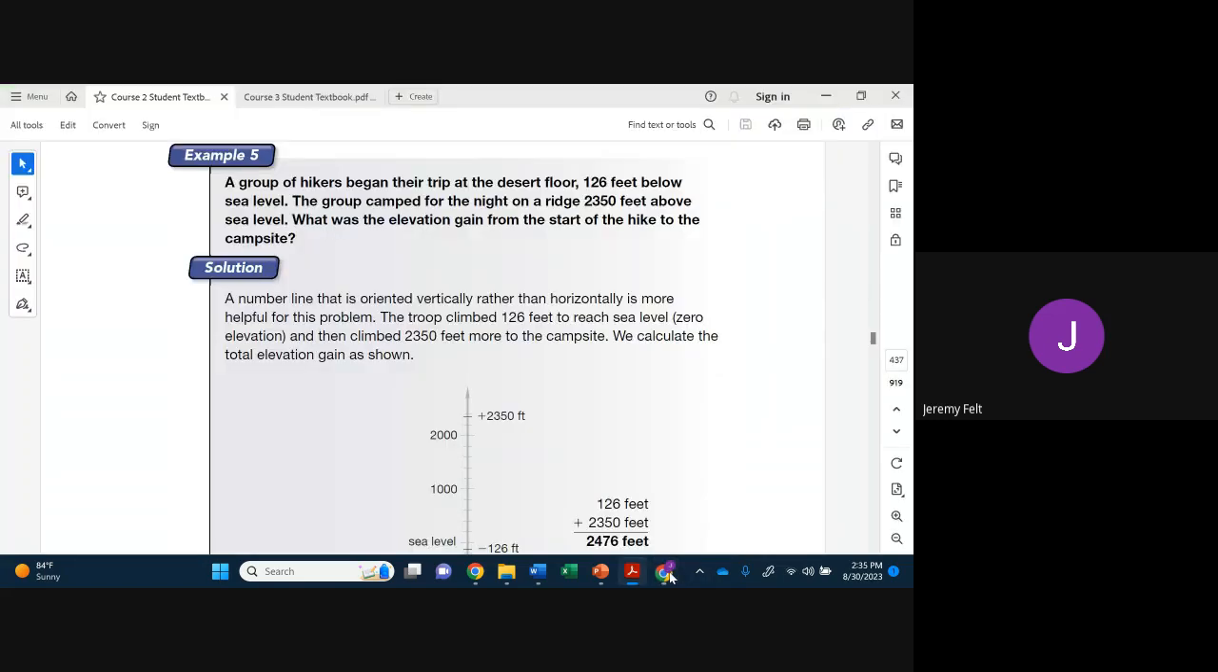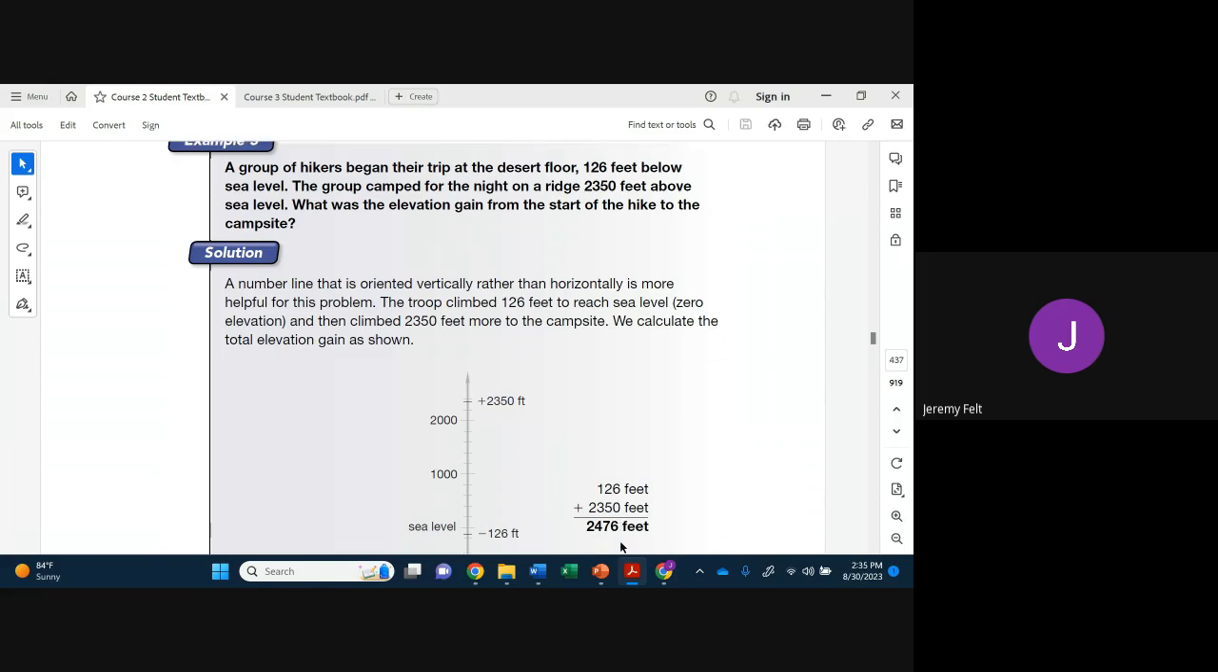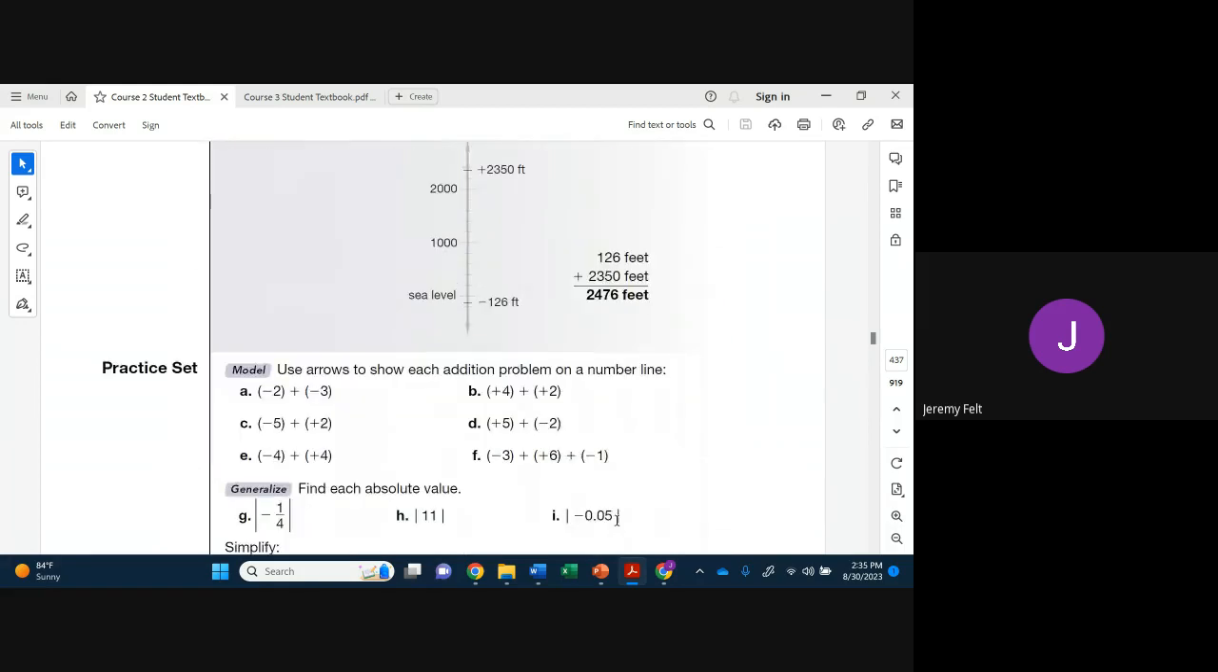Or as they show it right here, thinking about distance from sea level, which we could call our origin, we're 126 feet below. So we went up the 126 feet to get us to sea level, and then another 2,350 to get us to where we are. We add those two together, 2,460, which is what we came up with.